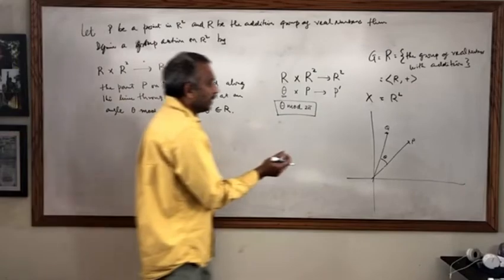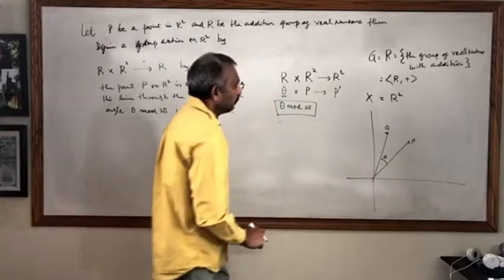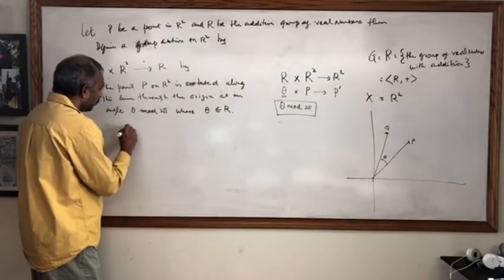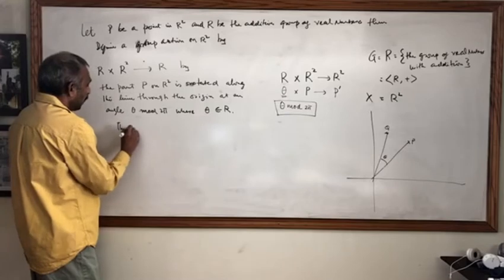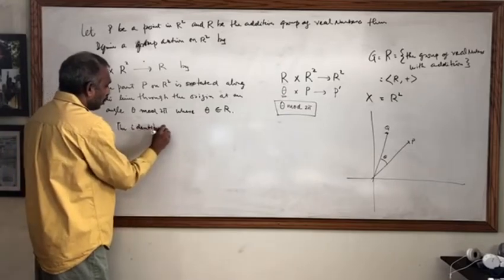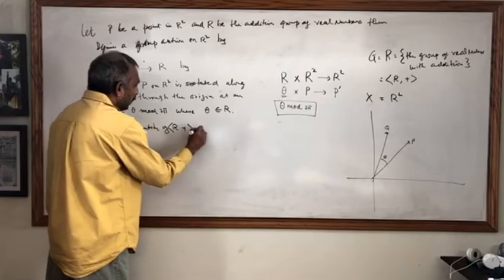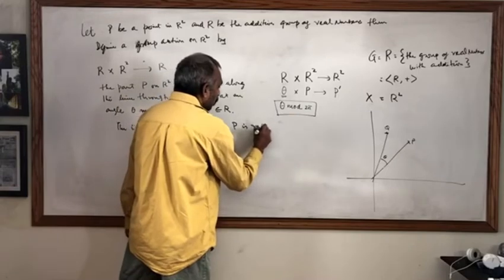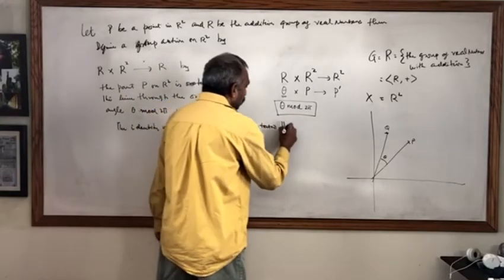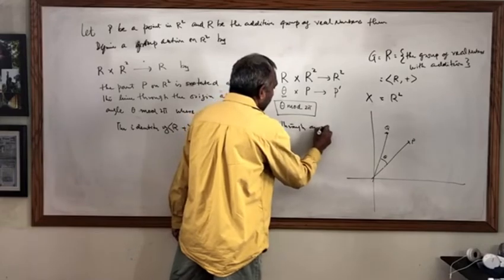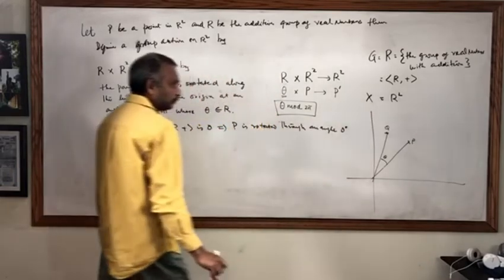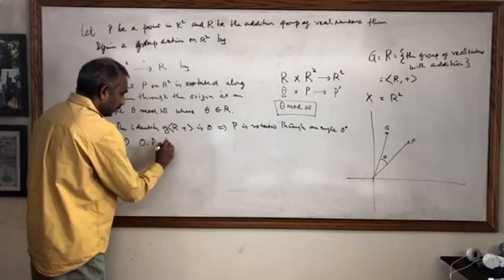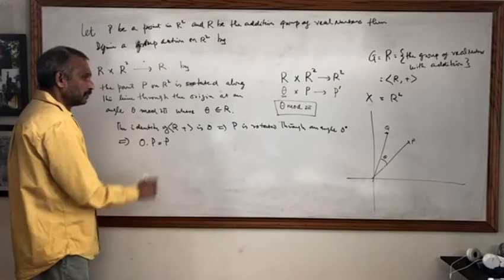So this is a well-defined action, but we still need to prove that the axioms are followed. So the identity of R is 0, meaning P is rotated through an angle 0 degrees. That means 0 times P is equal to P. The first part is done.